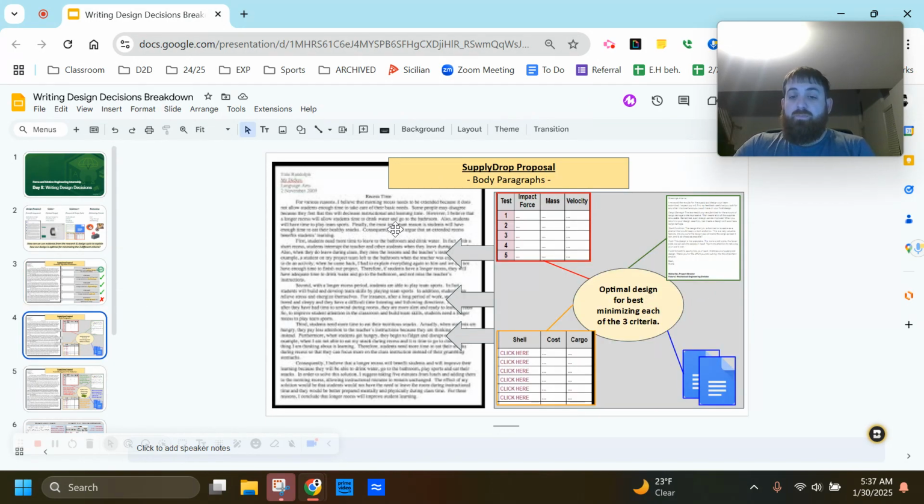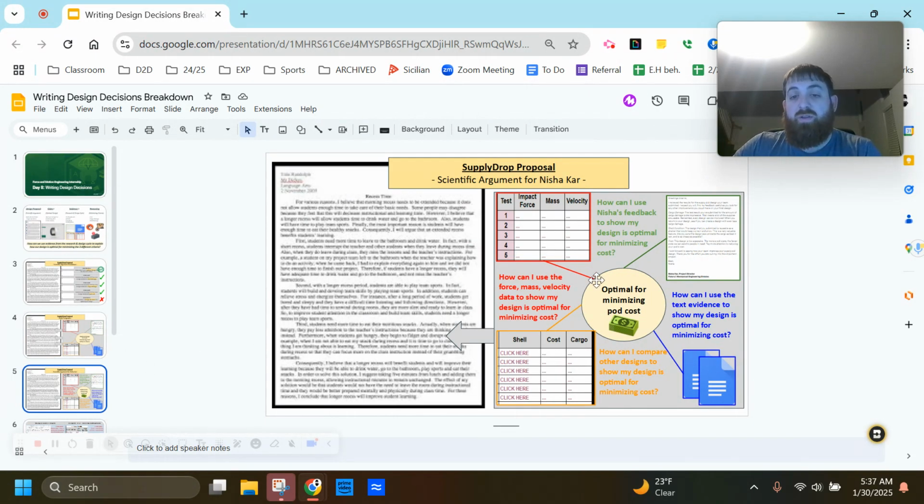So, how do we write these three portions? Well, for each one, we're focusing on the criteria, looking at showing how our optimal pod design is best for minimizing each of the three criteria, trying to pull evidence from our drop data, our criteria data, NISHA's feedback, and the articles that we read.